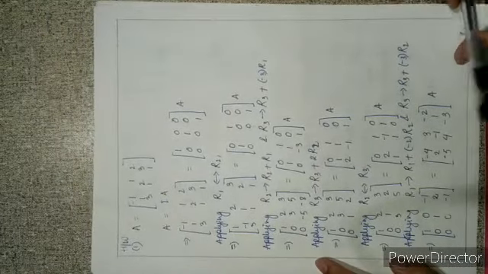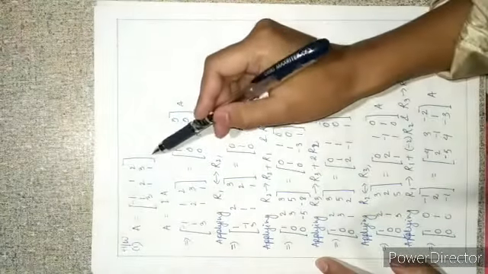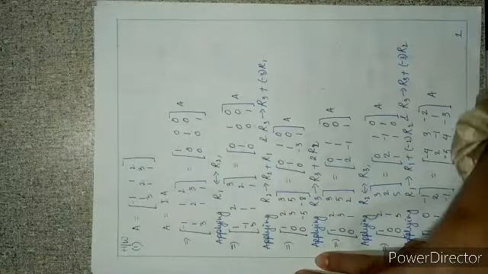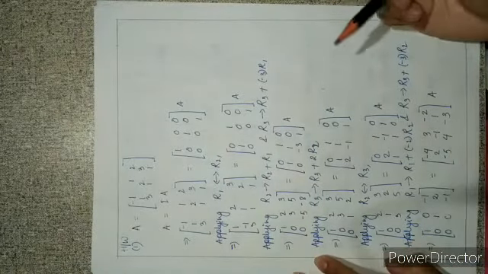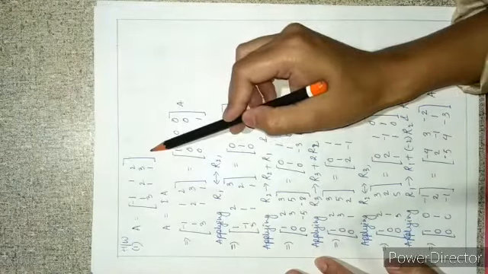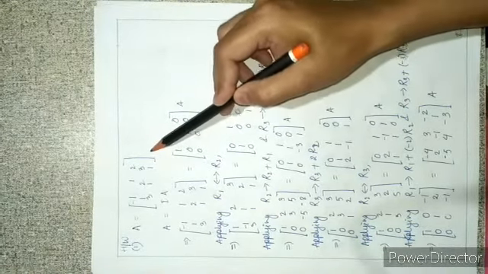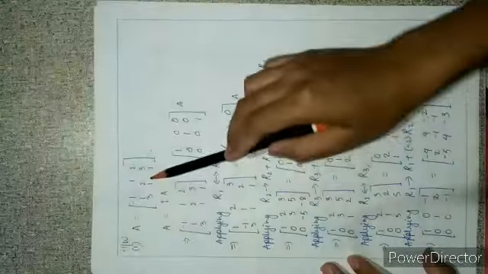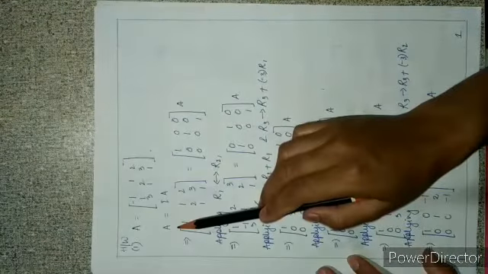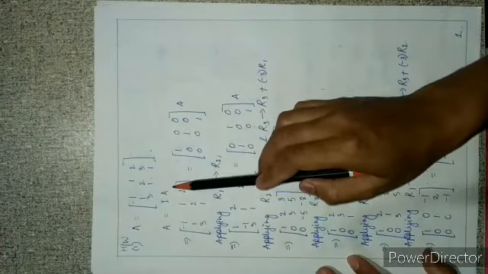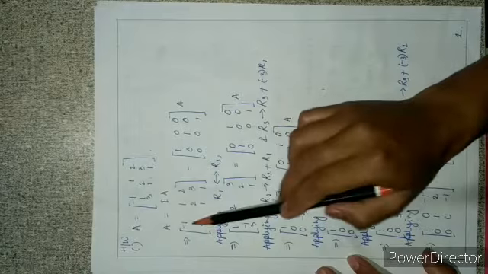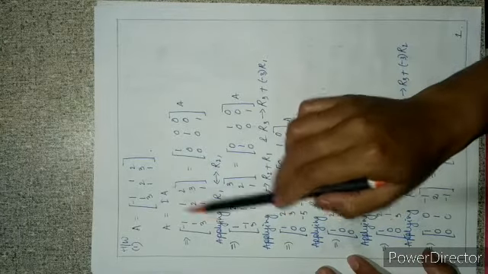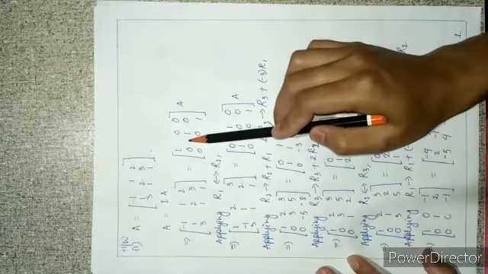Question number 1 is find the inverse of this matrix by using elementary row transformation. Let A represent the given matrix, then write A is equal to I multiplied by A. Write all the elements of matrix A and the right identity matrix of order 3.